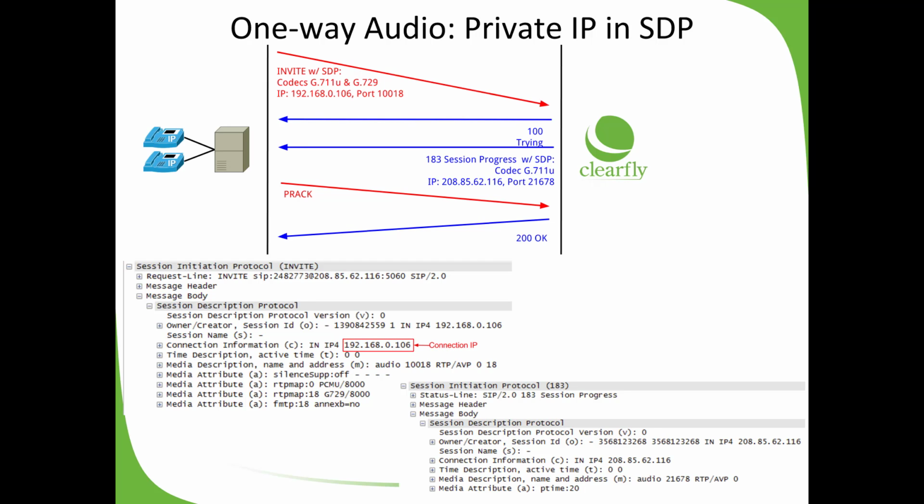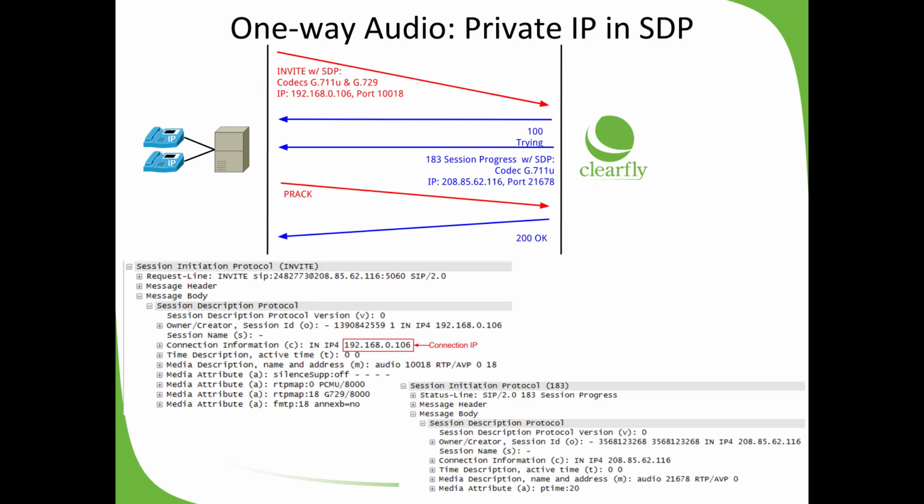Note that the SDP in the invite has a connection IP address of 192.168.0.106. This is the IP address Clearfly will send audio to. As we learned previously, RFC 1918 addresses are not globally routable, so these RTP packets will be lost on the internet and will never reach the phone system.